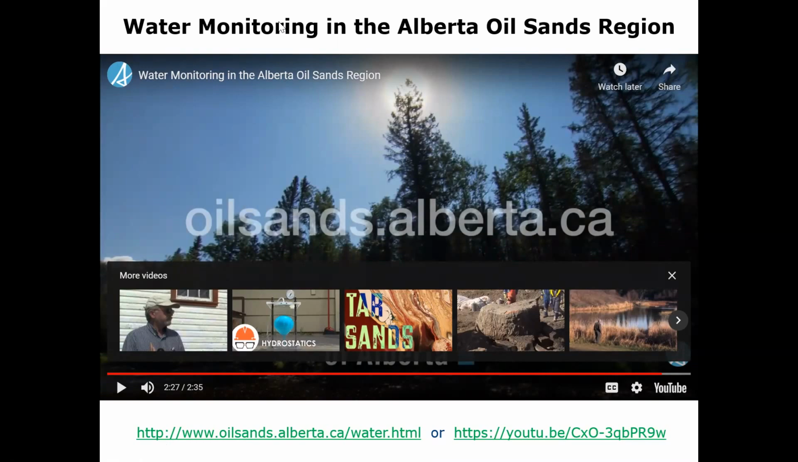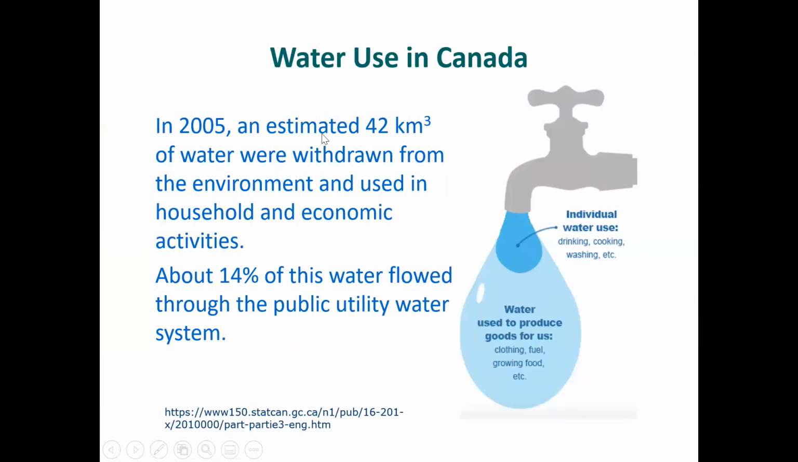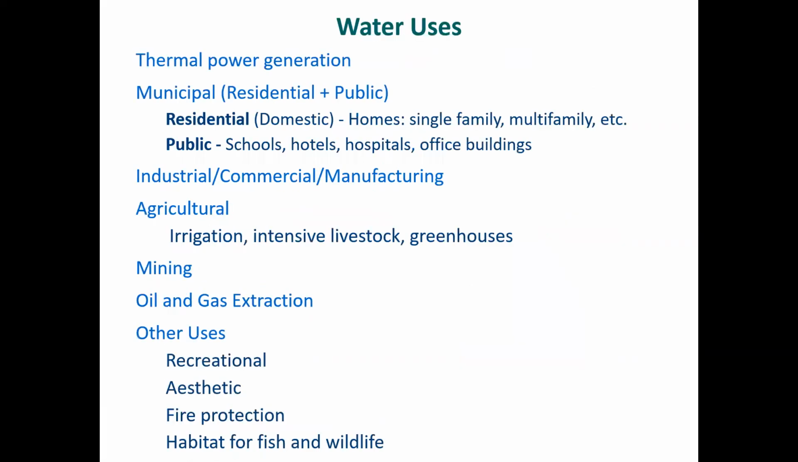Let's talk a little bit more about water use in Canada in terms of breaking down what's going on in our house and whatnot. So there's that number again, about 42 cubic kilometers of water withdrawn and used for all sorts of reasons. And about 14% of that is through the public utilities, right? So that means going to our towns and our houses, right?